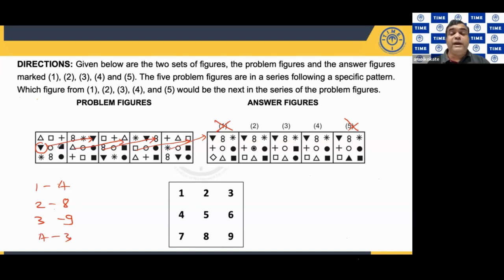Look at the center element. The element at the center is circle only. The element at the center is circle in all of them. It should be circle only. So second option gone. Okay. Now, as the choice is between only third and fourth.